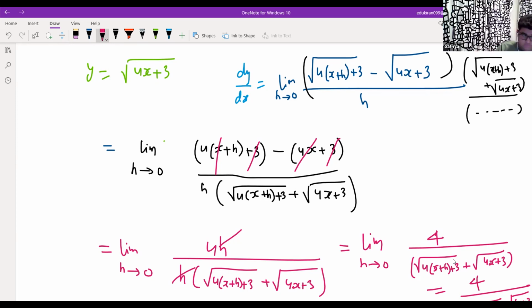So how does x get cancelled? Is it in the numerator? 4x gets cancelled. Okay, 4x is getting cancelled. 4x minus 4x. When you open the bracket, I've not opened it. I just mentally saw that when you open the bracket, 4x minus 4x will cancel, and 3 minus 3 will cancel. Only thing left is 4h.